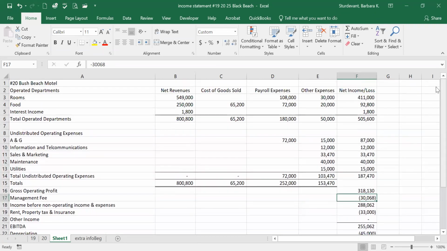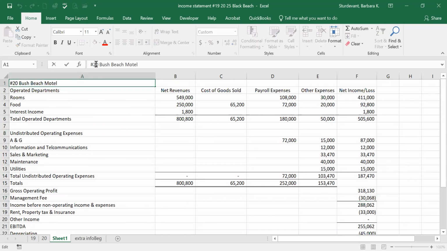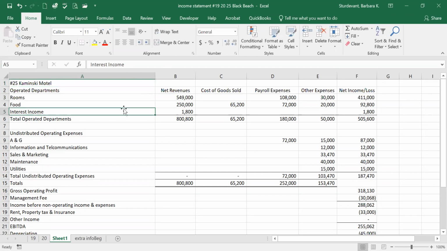Is this number 25 or no? Yes, I didn't change this right here. I pretty much just copied and pasted. So this isn't Bush Beach. This is what? Kaminsky. I might have a question, but I need a second to figure it out. That's fine. K-A-M-I-N-S-K-I. Yep. Okay. All right, let me stop my share.